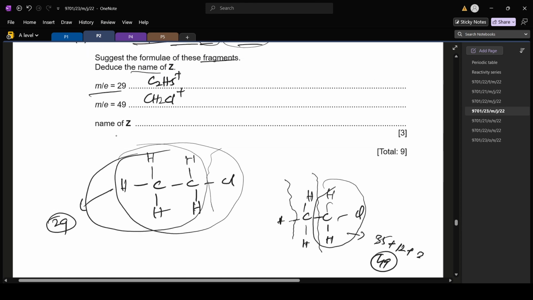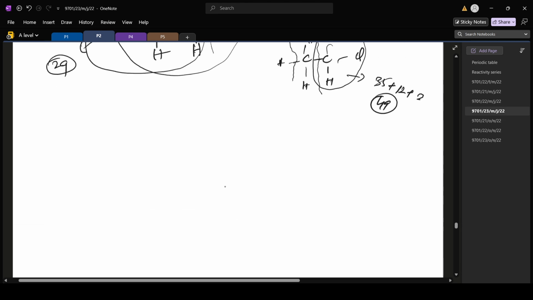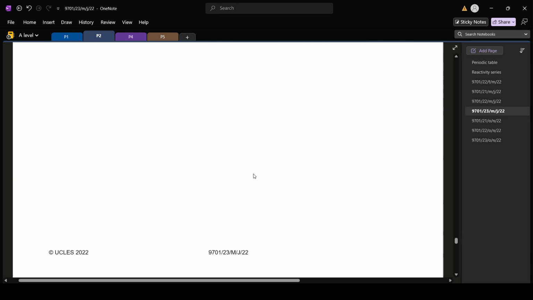So the name of Z is chloroethane. This is the correct structure. So here you are complete.